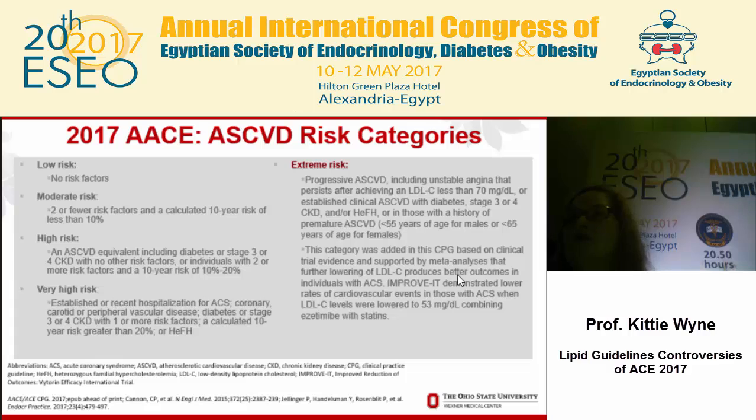Now, in terms of risk categories, this is the next thing I want to introduce here, and it's really the most controversial piece of this guideline. So we introduced the idea of low risk, which is no risk factors, moderate risk where you have 2 or fewer risk factors and a calculated 10-year risk of less than 10%. High risk would be if you have a CHD risk equivalent such as diabetes, stage 3-4 CKD with no other risk factors, or 2 or more with a 10-year risk of 10 to 20%. And then very high risk, which is those with documented disease, plus or minus a risk equivalent, and a 10-year risk greater than 20%. We then introduced this category that we call extreme risk, and I'll highlight it further on the next slide.